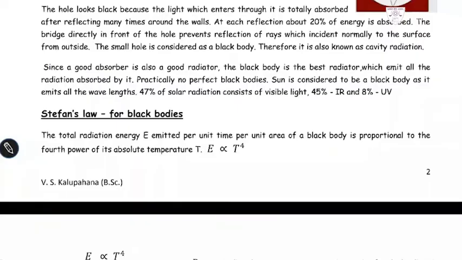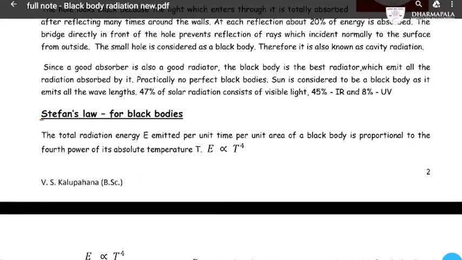The next part that we are going to discuss is Stefan's law, Stefan's law for black bodies. Stefan's law says the total radiation energy E emitted per unit time per unit area of a black body is proportional to the fourth power of its absolute temperature. Here E means the total energy emitted per unit time per unit area of a black body.